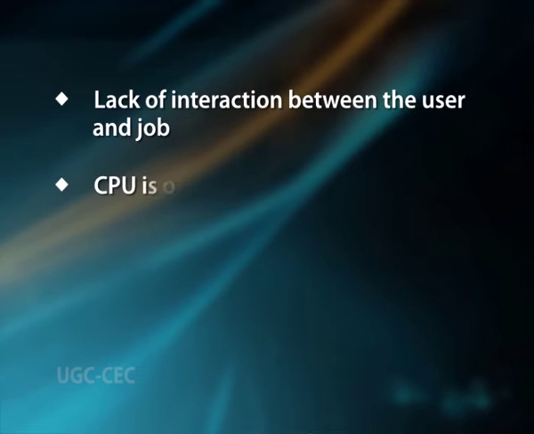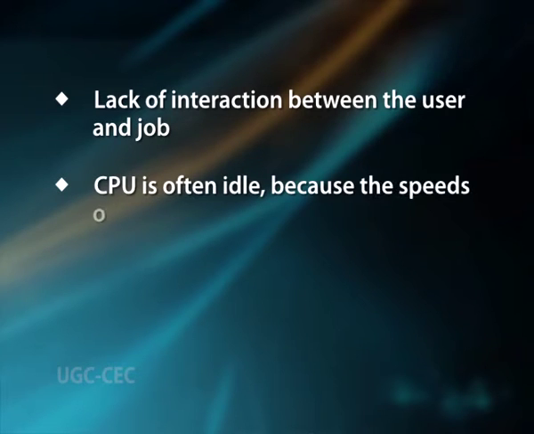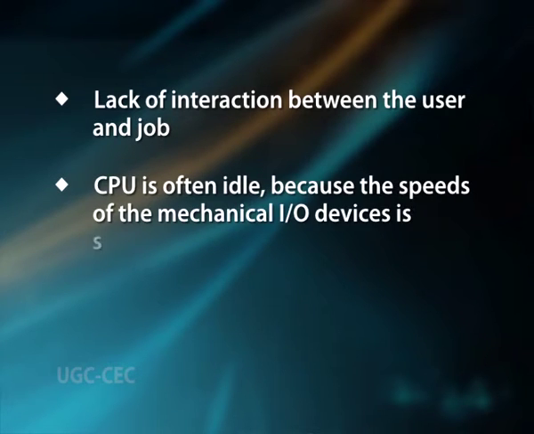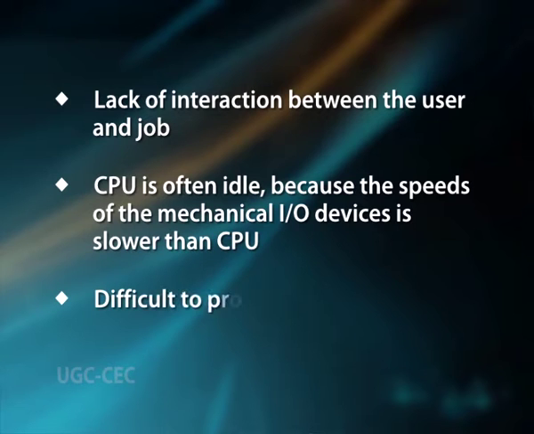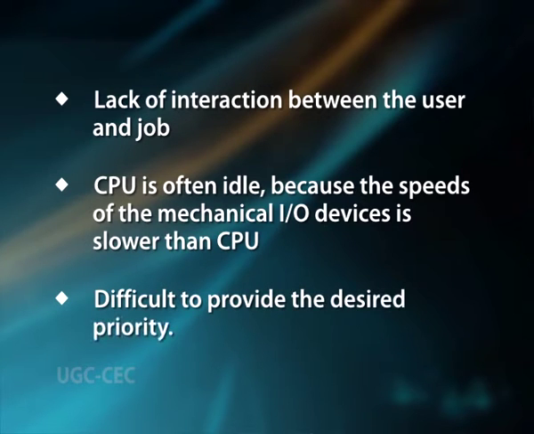Thus, the programmers left their programs with the operator. The operator then sorts programs into batches with similar requirements. The problems with batch systems are lack of interaction between the user and job. The CPU is often idle because the speed of the mechanical input-output devices is slower than the CPU, and it is difficult to provide the desired priority.